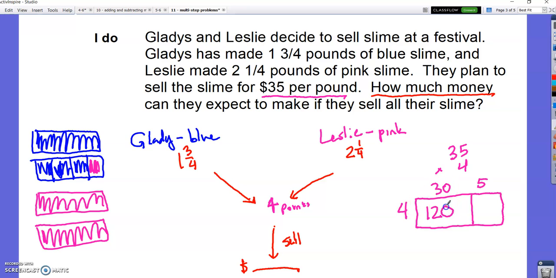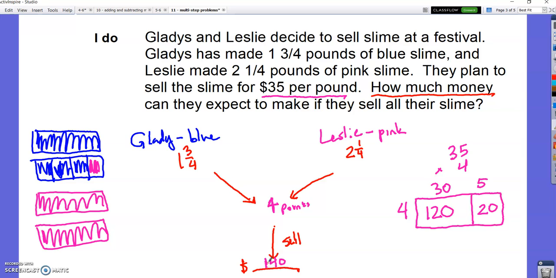And then there's a 0 from the 30. 4 times 5 is 20. And it looks like altogether, if they sell these 4 pounds for $35 each, they can expect to make $140. Go Gladys and Leslie. I hope they make every penny.